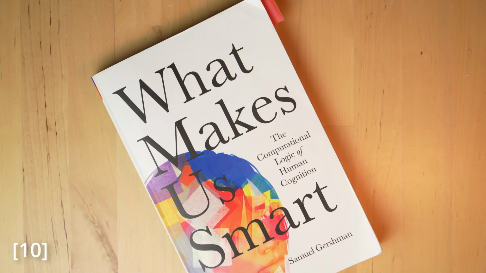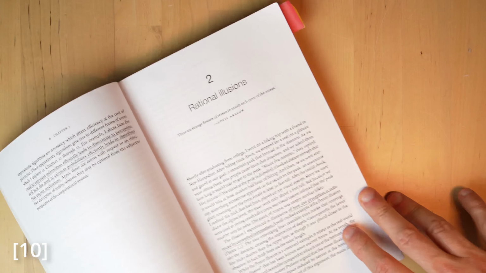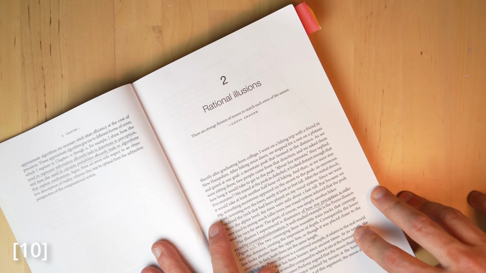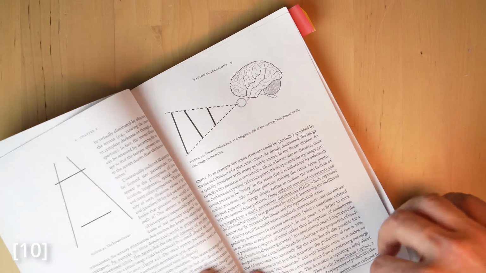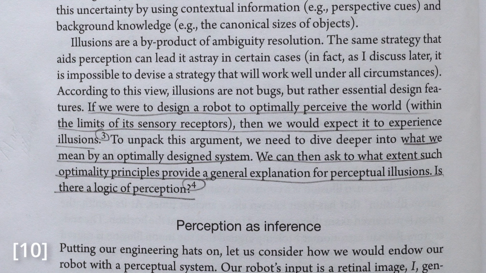They make it obvious beyond doubt that perception is doing interpretation of the world around us. This is necessary because sensory input is not always unambiguous. Illusions are a byproduct of this ambiguity resolution. The same strategy that aids perception can lead it astray in certain cases. According to this view, illusions are not bugs, but rather essential design features. If we design a robot to optimally perceive the world, we would expect it to perceive illusions.